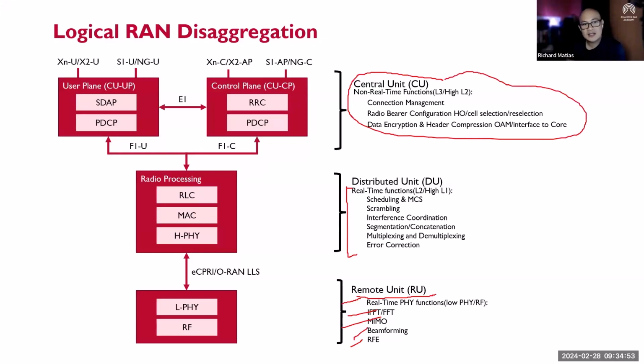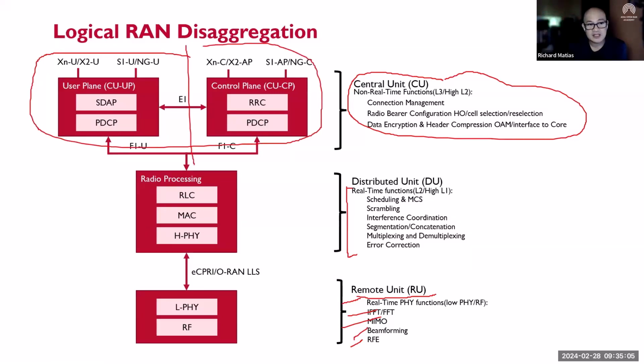So this is where the logical RAN disaggregation is happening. You can see that the CU is also split into two, the user plane and the control plane. The user plane functions hold the SDAP and the PDCP. The control plane functions hold the RRC and the PDCP. So this is where the system becomes more complicated and the architecture becomes more complicated, in how we separate and assign each protocol in each hardware.